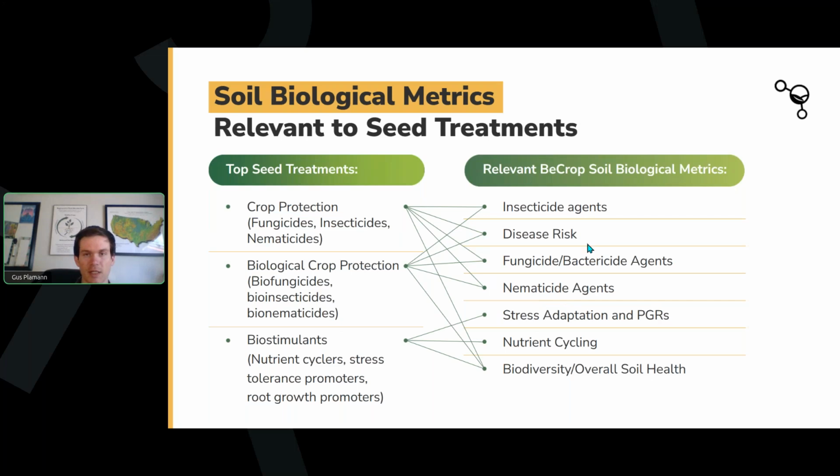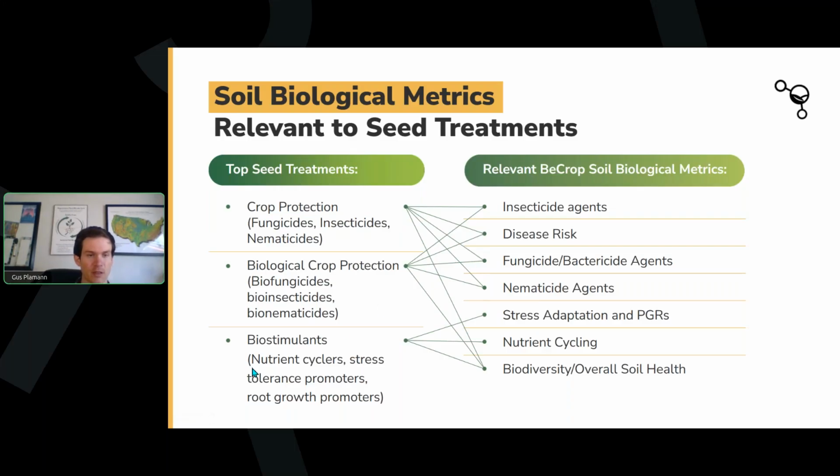And then to get into seed treatments, the combinations get a little bit more complex here with crop protection seed treatments. Disease risk, and some of those beneficial biocontrol agents, insecticide agents, and nematicide agents are going to influence to what extent a field can benefit from a crop protection seed treatment. Biocontrol, biological seed treatments, really the same story there. Biofungicides, bioinsecticides, bionematicides, you may not need them if you already have really high levels of beneficial biocontrol agents helping suppress diseases or pests in the soil.